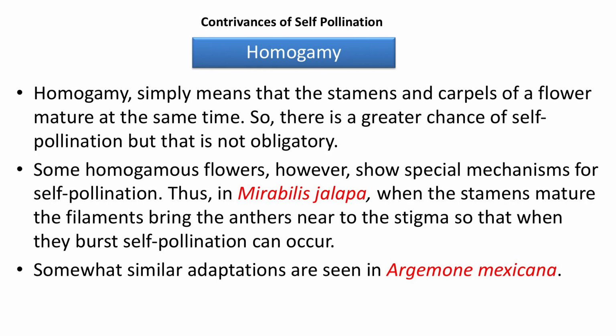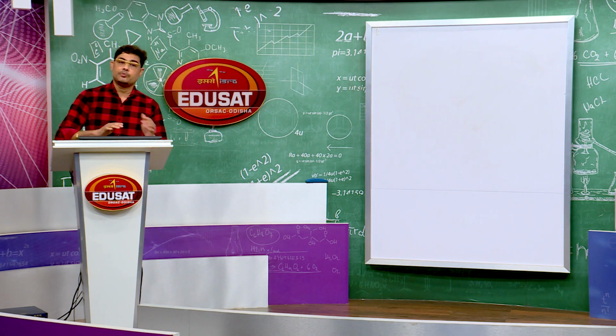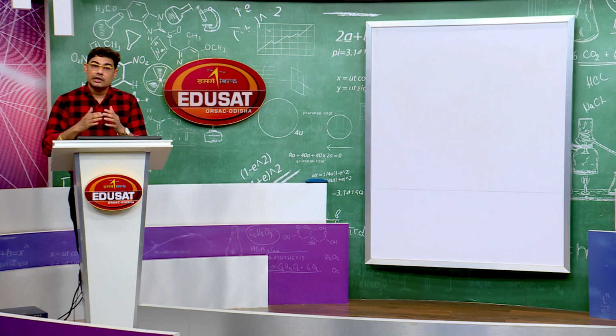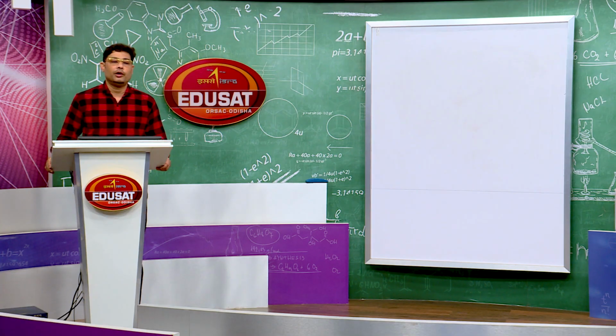Homogamy. Homogamy means same time maturation of both the parts, both male part and female part. Naturally, when both the male part and the female part of a flower mature at the same time, the chance of self pollination is more than cross pollination. Of course, self pollination is not obligatory, cross pollination also can take place, but the chance of self pollination is more than cross pollination.